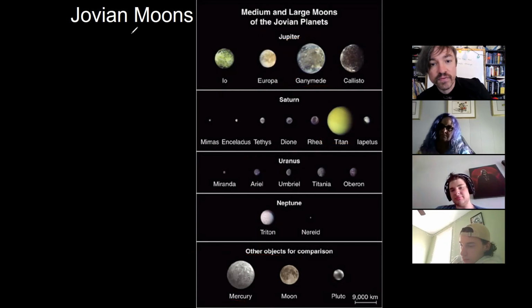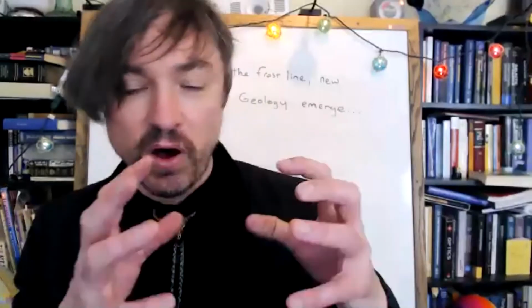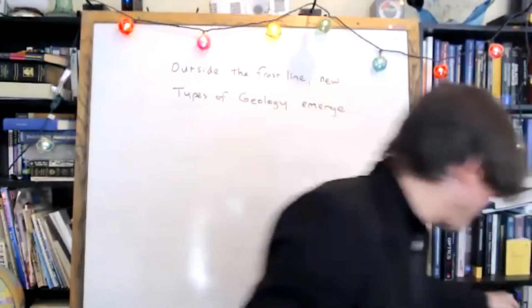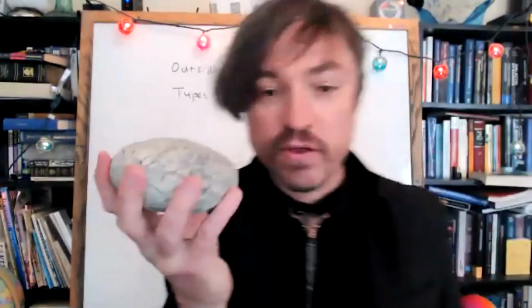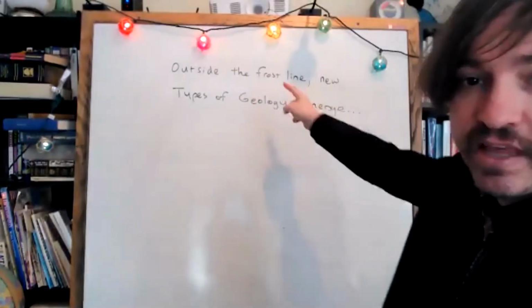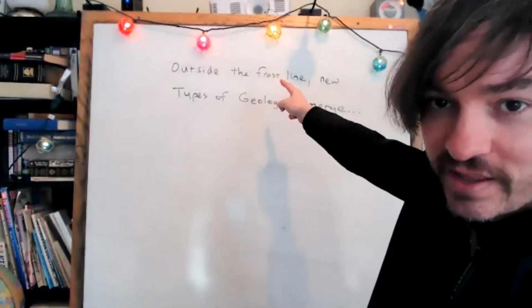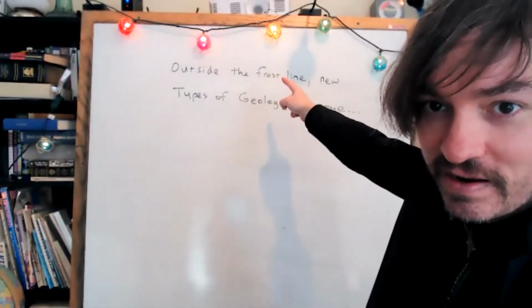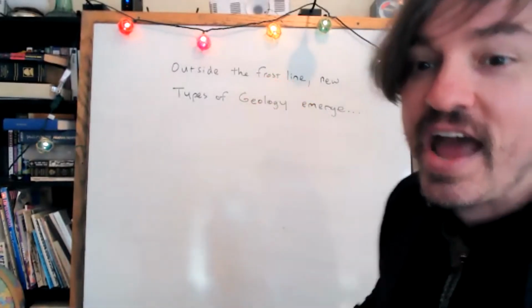Yeah. It turns out that, even though they're small, and even though small things don't have active geology, the whole game is changed outside the frost line. Inside the frost line, the lithosphere is made of rock, which is hard to break. But what do you think the lithospheres are going to be made of outside the frost line? Probably ice. And ice is easier to melt because it's a volatile and easier to break.